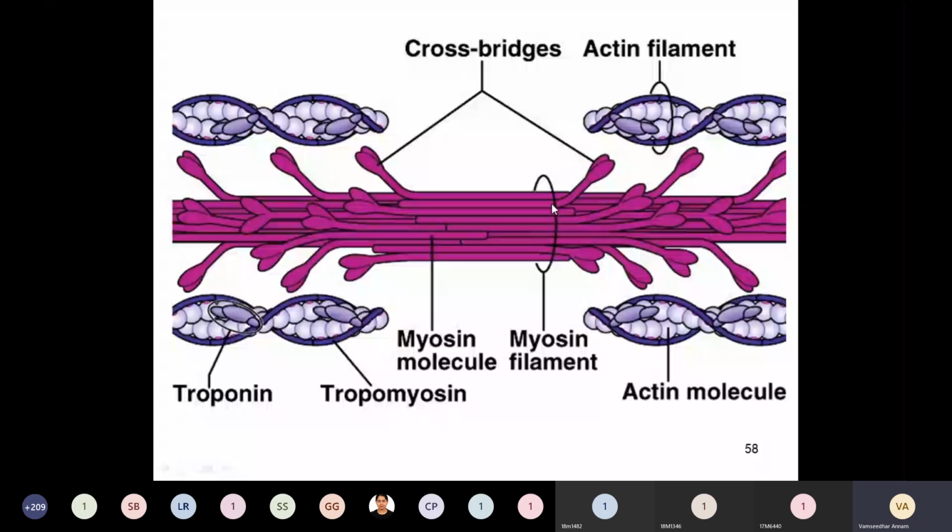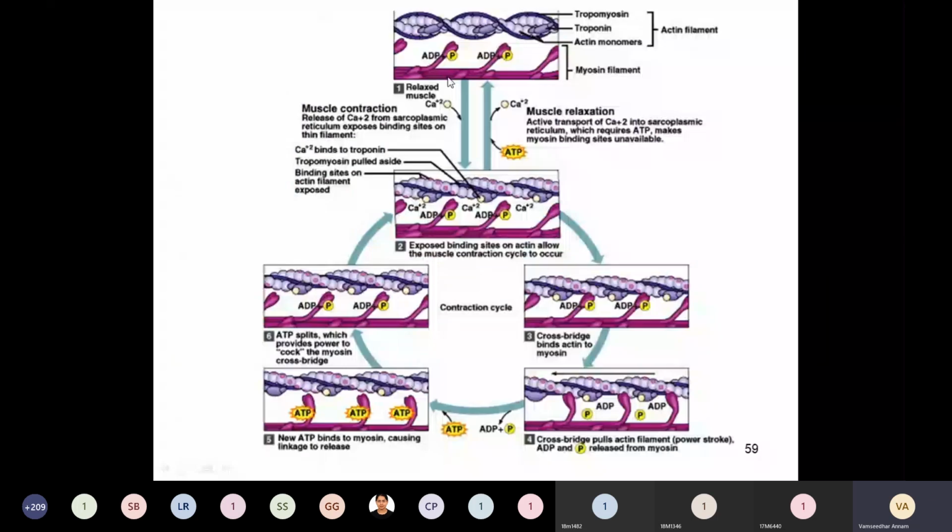So this is a relaxed muscle wherein ADP with phosphate is present here on the myosin area, whereas actin, troponin, and tropomyosin are present here. During contraction, there is release of calcium which binds to this troponin. Once it binds, that ADP and phosphate becomes ATP, and this ATP will pull down this myosin, resulting in contraction of the muscle. This has already been discussed in physiology for you.